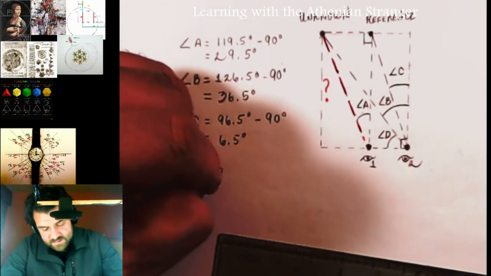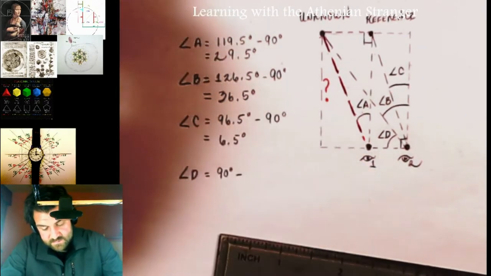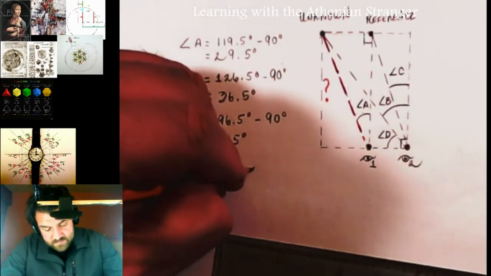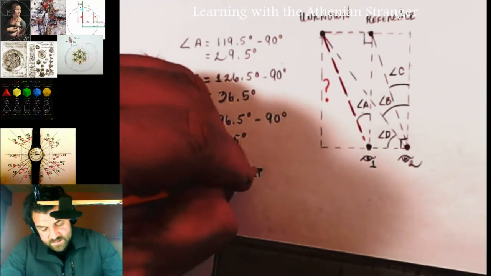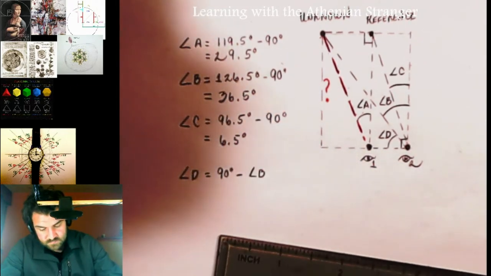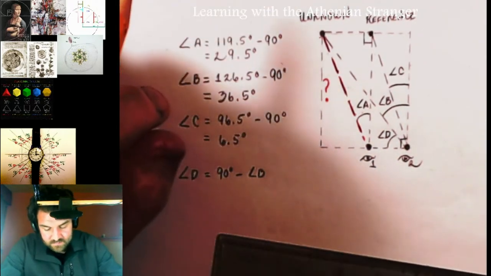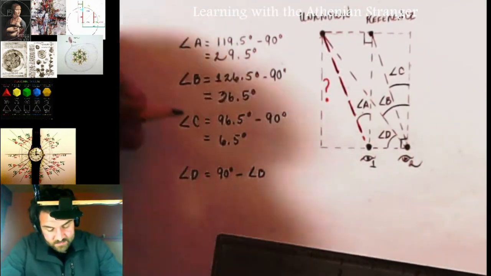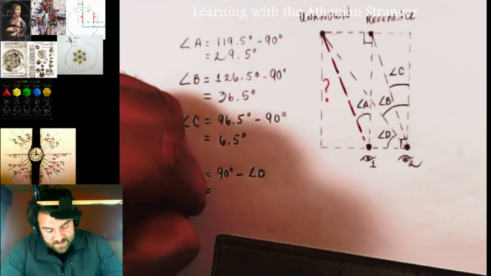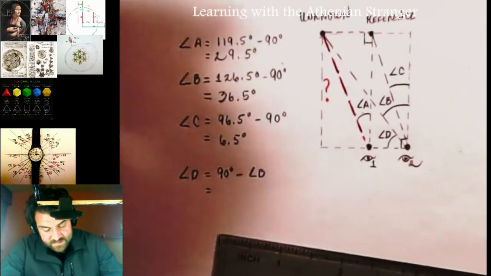I'm going to say 90 degrees minus angle B. Well, I guess that would be the whole angle, wouldn't it? I don't need to subtract out angle C. I can just subtract out angle B. So 90 minus angle B will give me angle D.